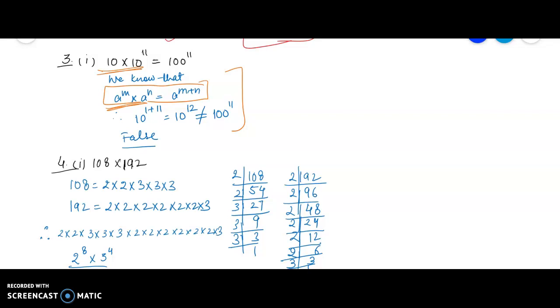Here also I have my bases same as 10, so I can add their powers. Here the power is 1, so 1 plus 11 to the base 10 becomes 10 raised to the power 12 according to the exponential law. But this is not equal to this. You can see the difference, and you can calculate if you wish to. So this is false.